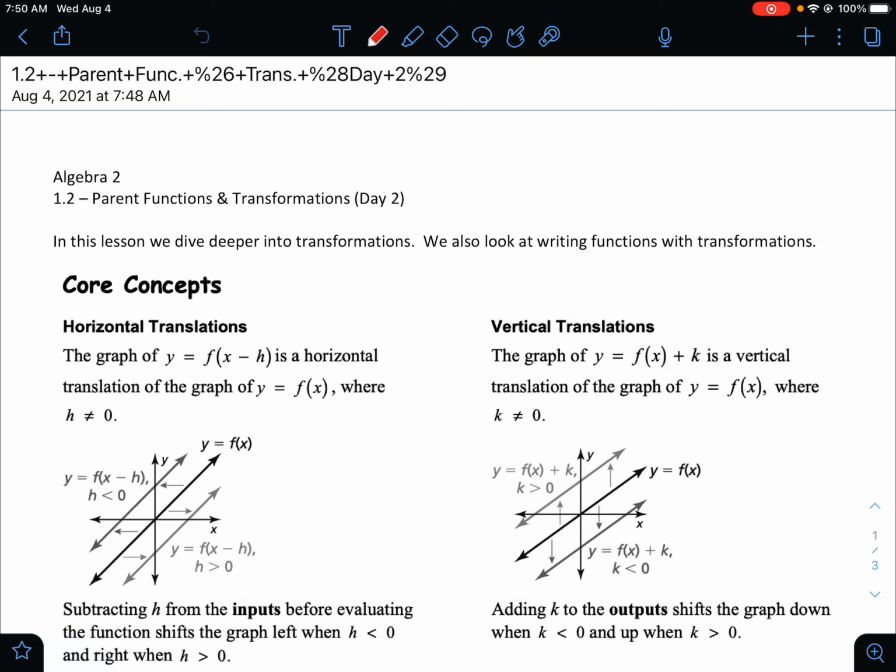Okay, welcome to lesson 1.2. Still working with parent functions and transformations. So this is day 2.